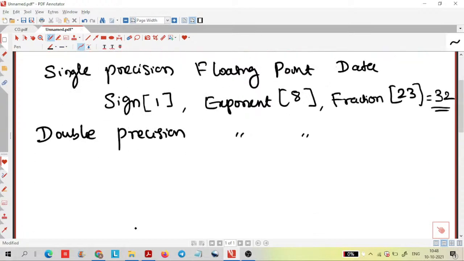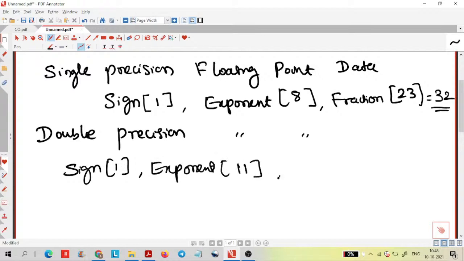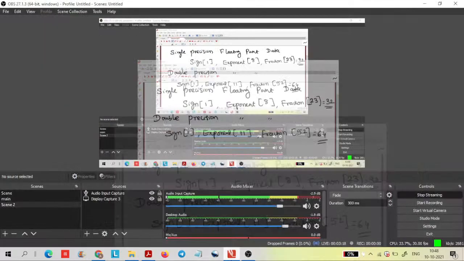Similar to that, in the double precision floating point representation, 1 bit is for the sign, the exponent part is 11 bits, and the fraction is 52 bits. So total it is a 64 bit data representation. Now I'm going to take one number.